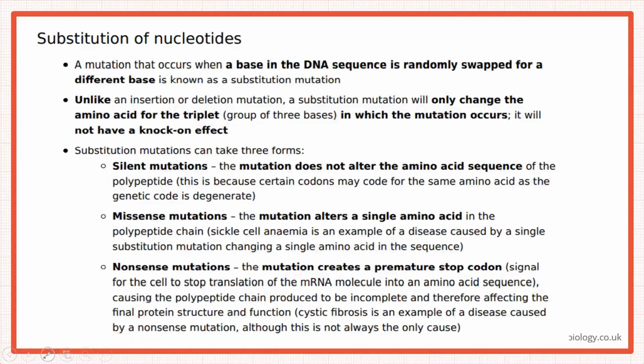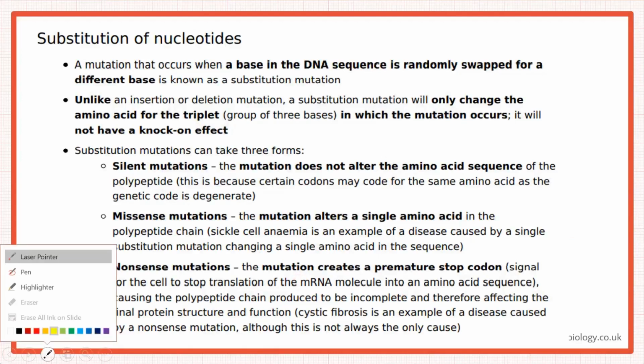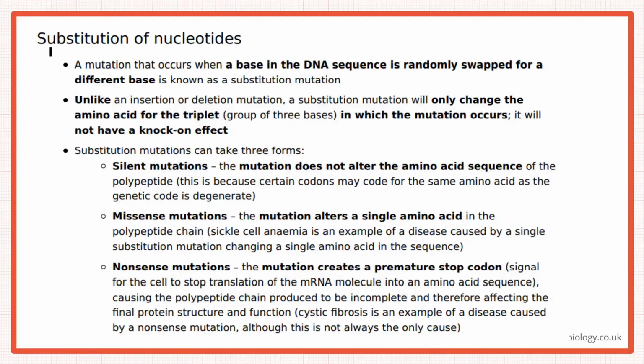Okay, so let's talk about substitution of nucleotides, for one type of genetic mutation. Let's talk about that in detail now. Substitution is a mutation that occurs when a base in the DNA sequence is randomly swapped for a different base. Generally, only one nitrogenous base gets substituted. So unlike an insertion or deletion mutation, a substitution mutation will only change the amino acid for the triplet.